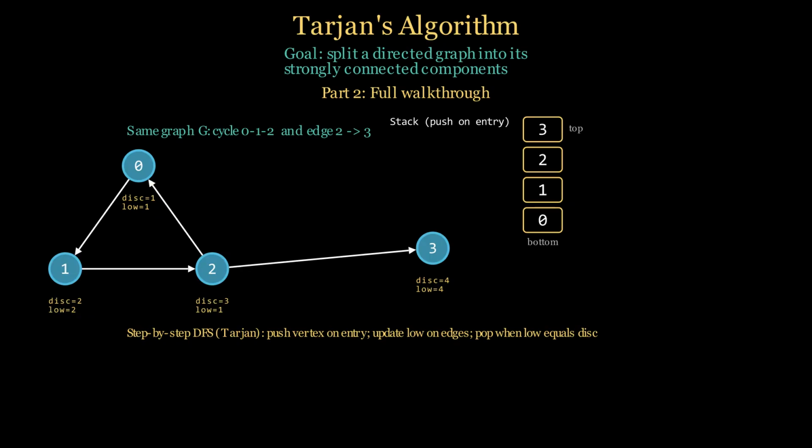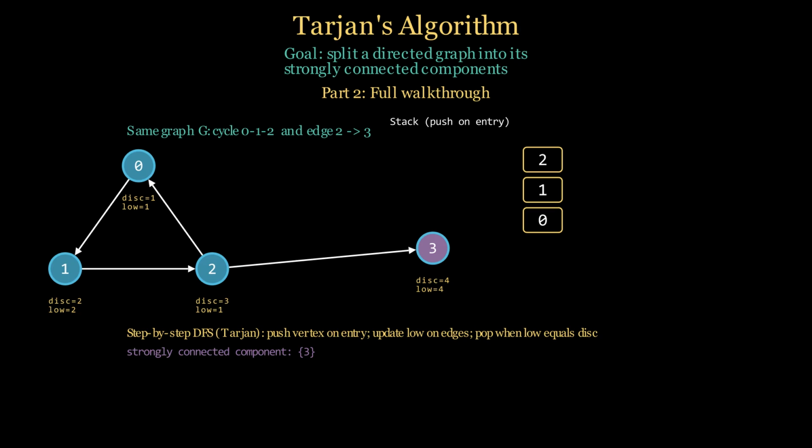Vertex 3 has no unvisited outgoing edges. Its low equals its discovery number, so 3 is the root of a finished strongly connected component. Pop from the top of the stack until and including 3. Vertex 3 is its own strongly connected component. The stack still has 0, 1, and 2 from bottom to top.